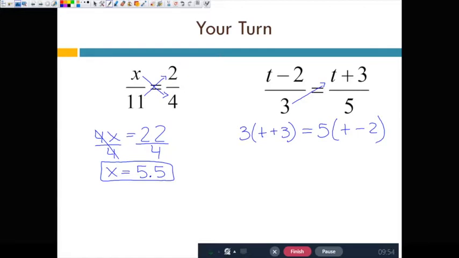So I'm going to distribute my 3. So I'm going to get 3t plus 9. And I'm going to distribute my 5. I'm going to get 5t minus 10. Now what do I need to do?